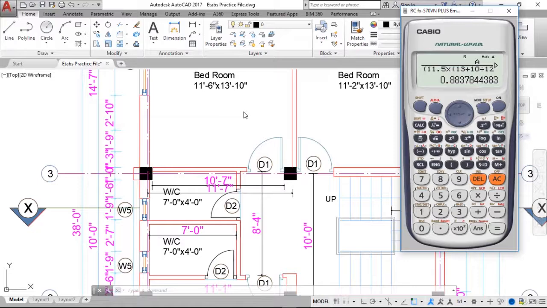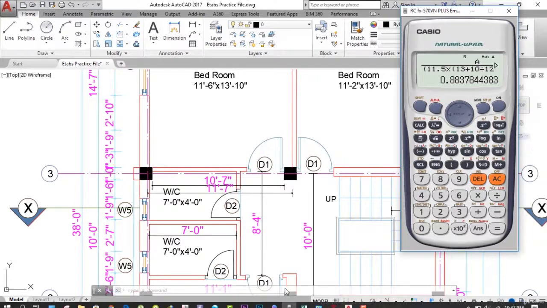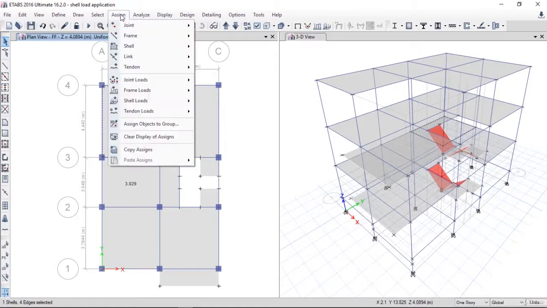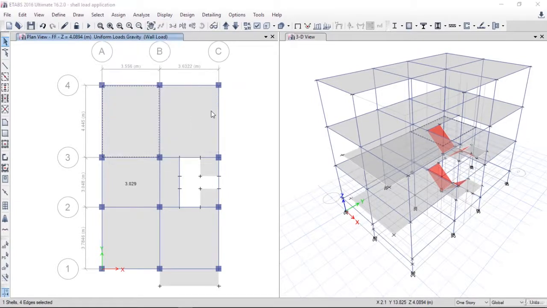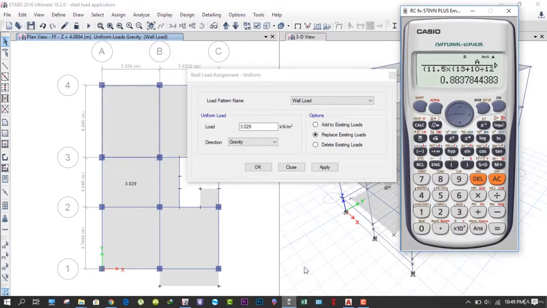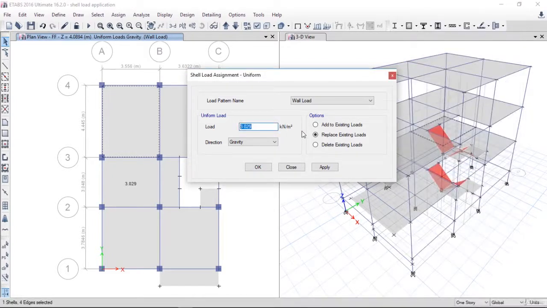Okay, so if I am mistaken somewhere, please correct it by yourself, because using this virtual calculator is very difficult, right? So I might have made a calculation error. If you encounter that calculation error, please correct it by yourself. Okay, so now we go to ETABS and click on the slab, click on assign, click on shell loads, click on uniform, and after that we enter the value as 0.88 and we click on apply and click on OK.